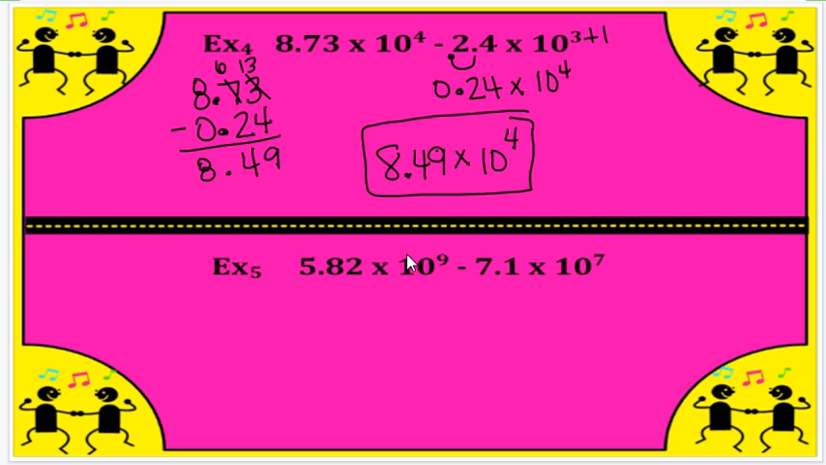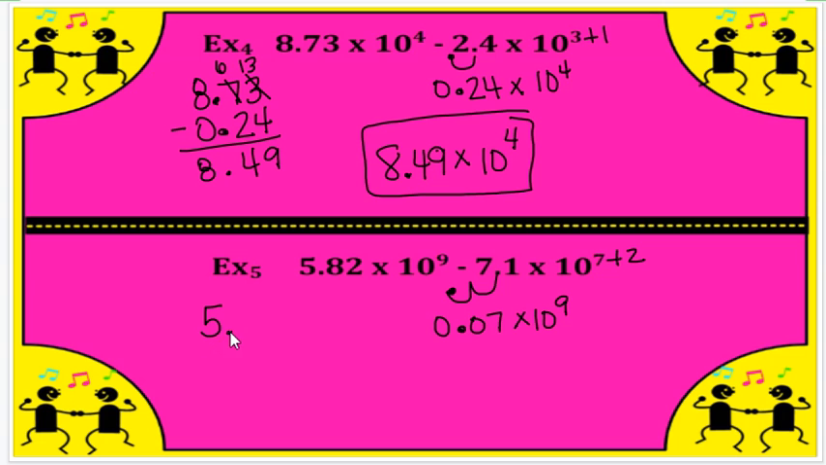Example 5. All right, so we first look at our powers of 10. This has 10 to the 9th, and this has 10 to the 7th. So we're going to add 2 to this one, move the decimal 2 spaces. So 0.07 times 10 to the 9th. Now they have the same power of 10.